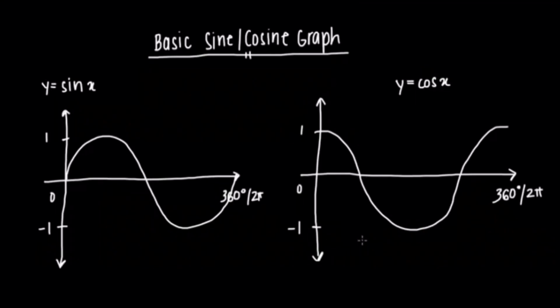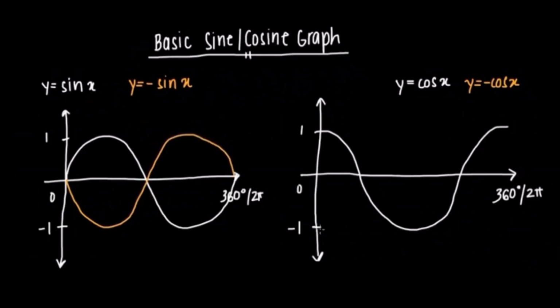So now let's talk about negative sine and cosine graph. So if y equals negative sine x and y equals negative cosine x, your sine graph would go down and then move up. And as for your cosine graph, it goes up and then moves down. As you can see, the negative graph is just flipped along the x-axis.